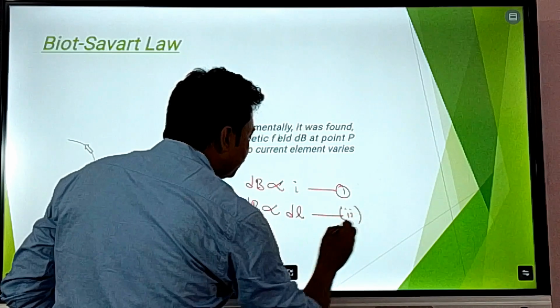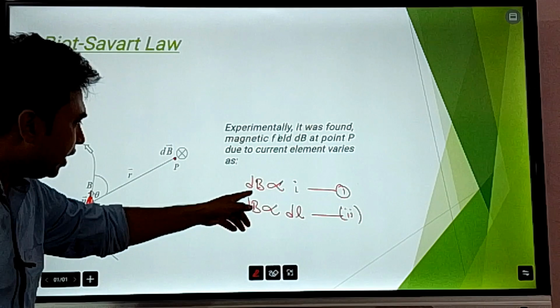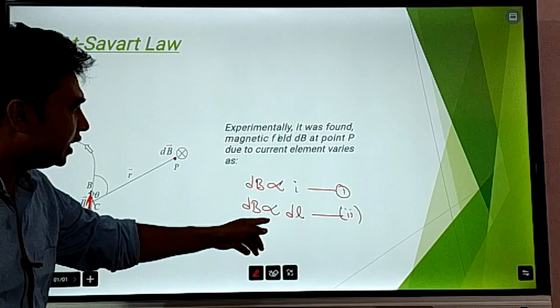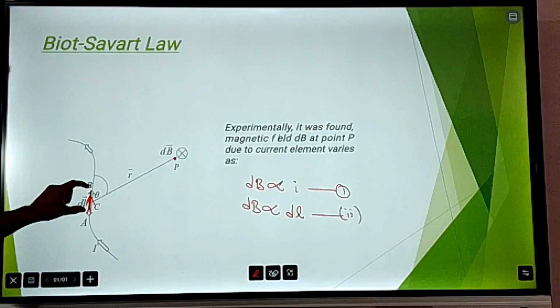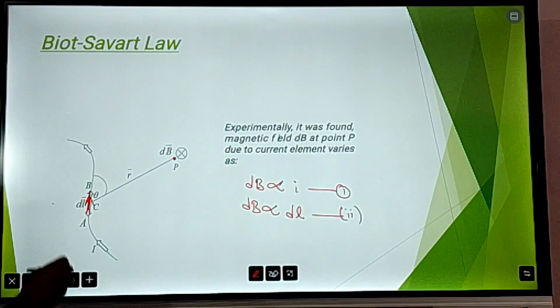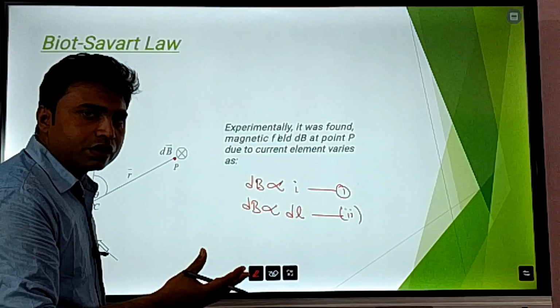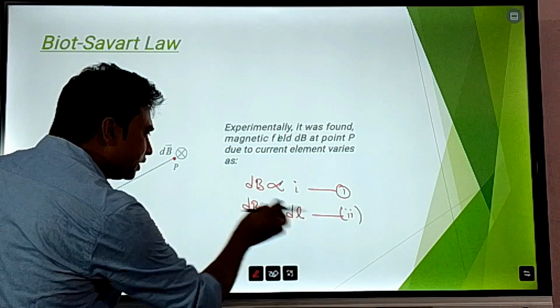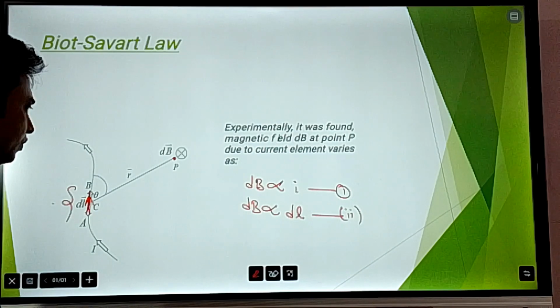dB is directly proportional to dl. What does it mean? It means that the magnitude of the magnetic field is directly proportional to the length of the current element. Here dl is the current element and represents its length. If the length of the current element is more, then the value of the magnetic field will be more. If the length of the current element is less, then the value of the magnetic field will be less.